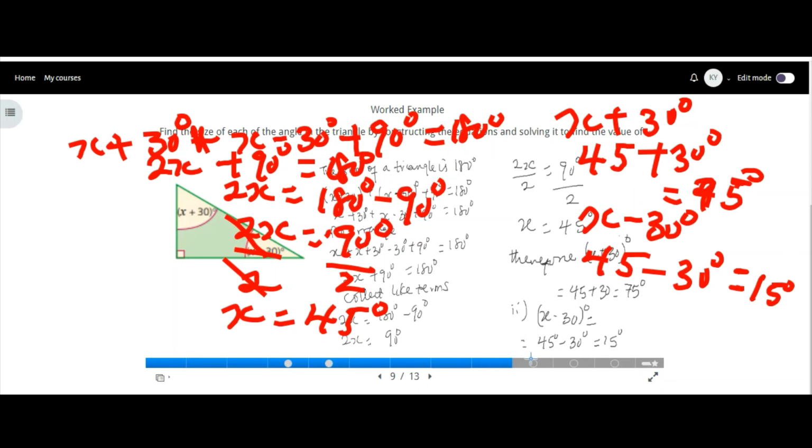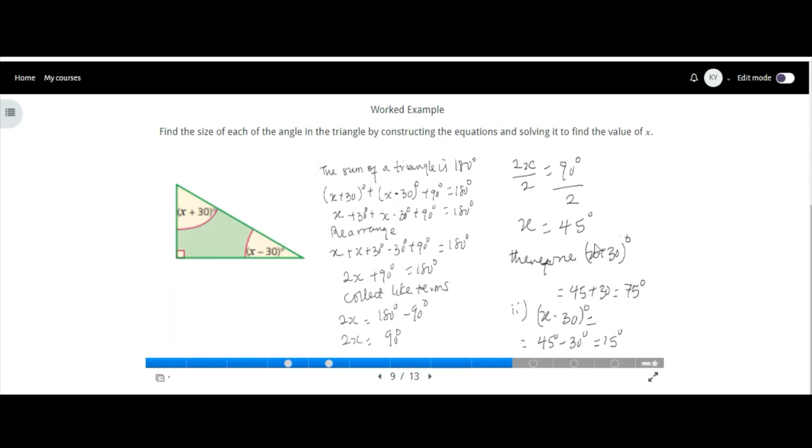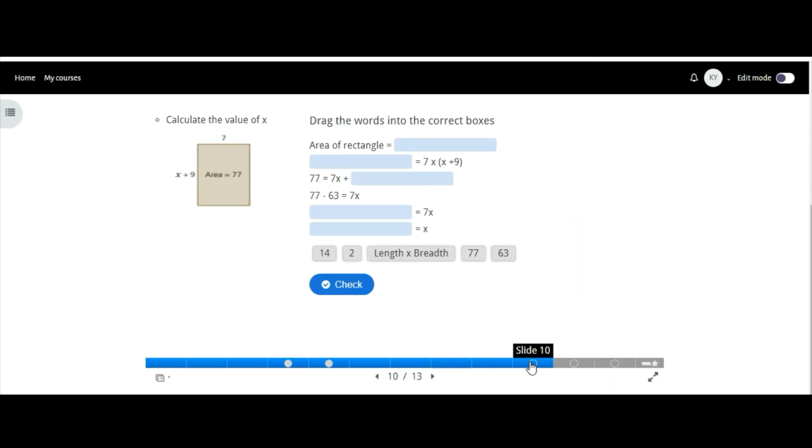So let's check. We have some activities here that we need to sort out. We are going to be sorting it out in the next slide. So let's look at it.